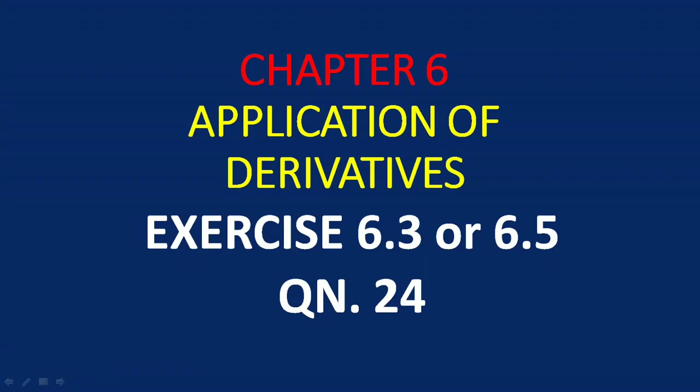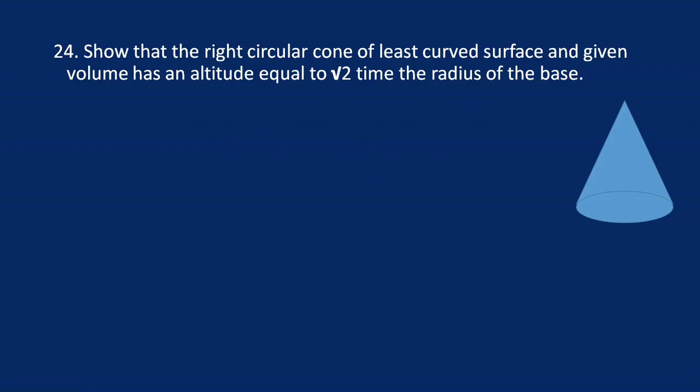Chapter 6, Application of Derivatives, Exercise 6.3 or 6.5 in the previous textbook. Question number 24. Show that the right circular cone of least curved surface area and given volume has an altitude equal to root 2 times the radius of the base.